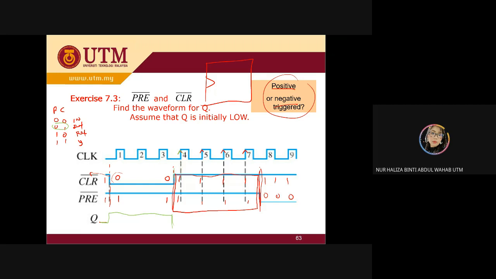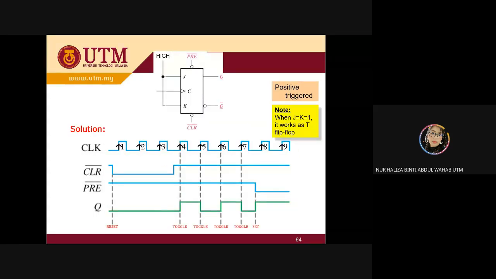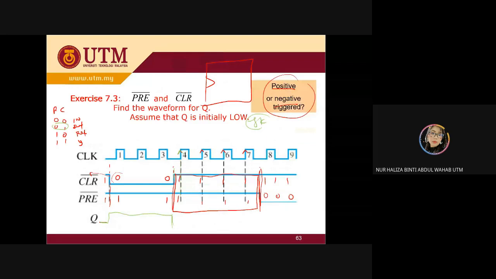Now our positive clock here, JK value also is not given. I don't know what happened with this question. Maybe we need to refer to this or similar things. So we assume both are high, it's going to toggle at this side. Toggle, toggle, toggle until here. It will be 1, 0. 1, 0 will be reset.